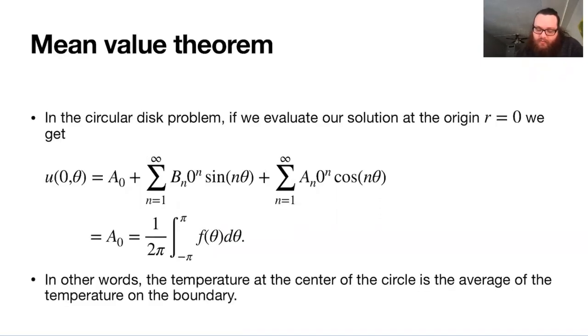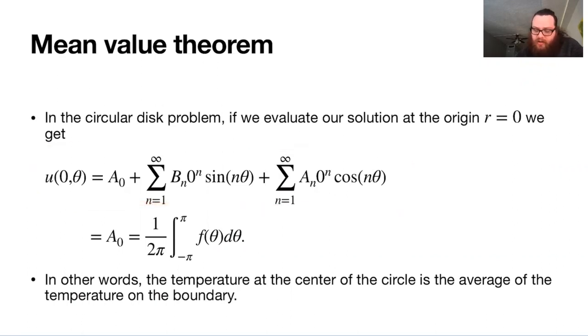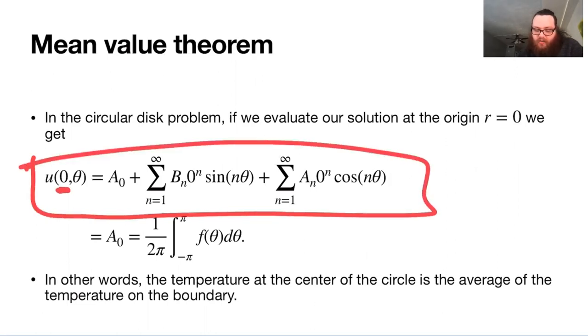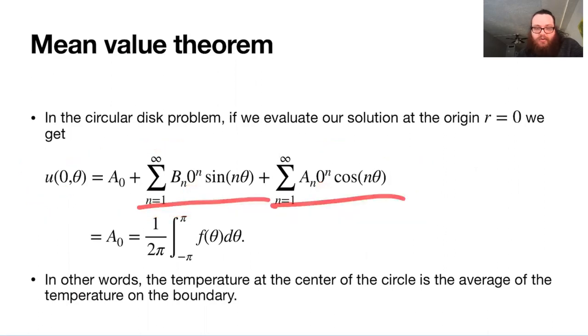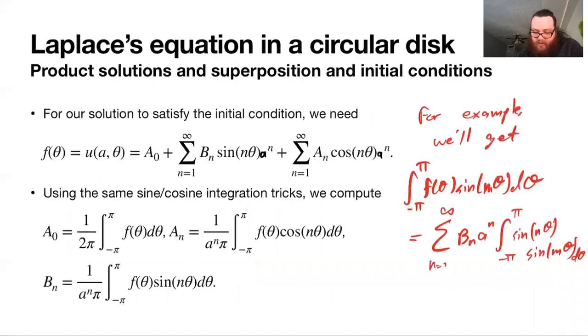Okay, so from what we just did for the circular disk problem, if we plug in r equal to 0 into this general solution, these terms are all going to go to 0. The only thing that survives is a sub 0. And a sub 0 is going to be this thing right here, which is just coming from this formula right here.